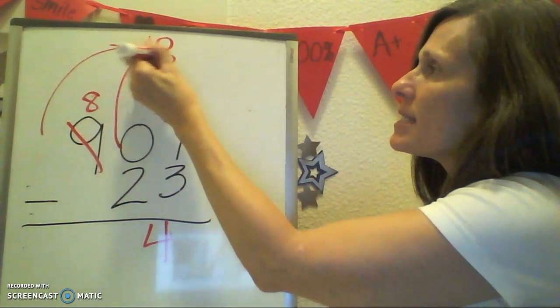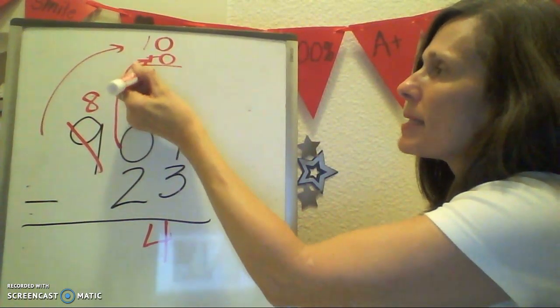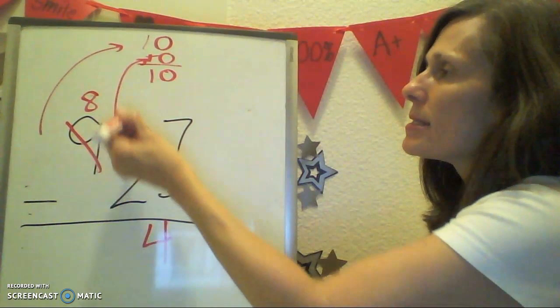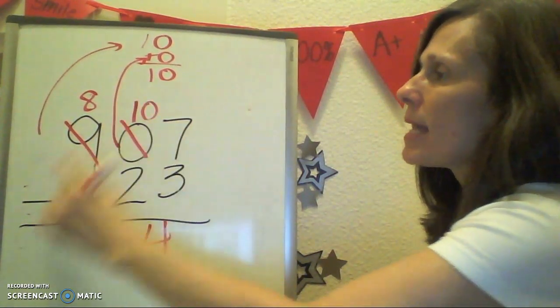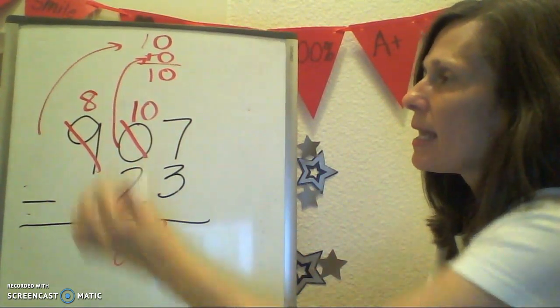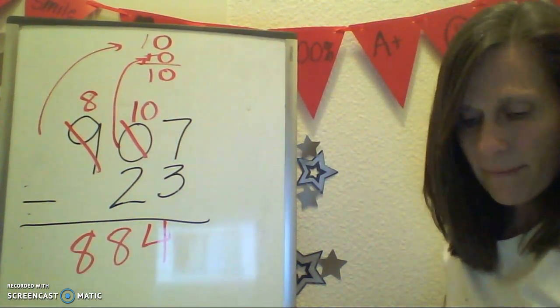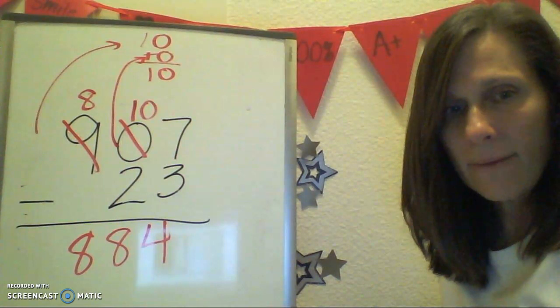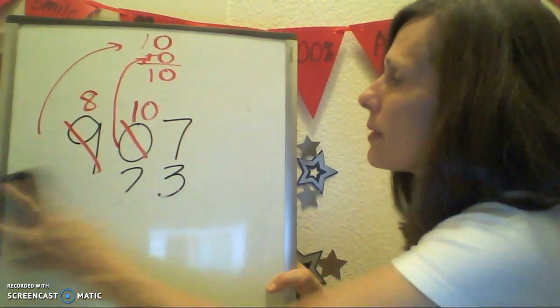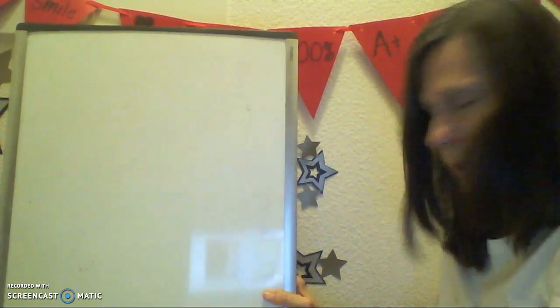So the 0 and the 10 get together. 10 plus 0 is 10. So my 0 becomes a 10. 10 take away 2 is 8. 8 take away nothing is 8. Okay, so my final answer, 884. Okay? All right, let's go ahead and do another one.